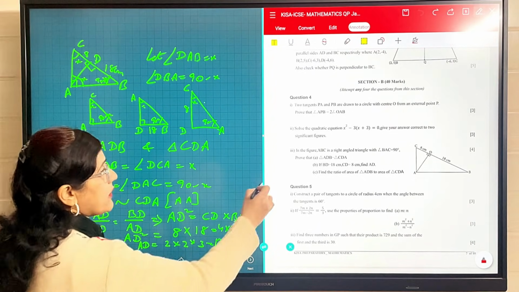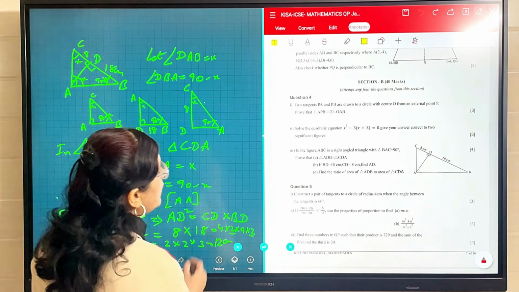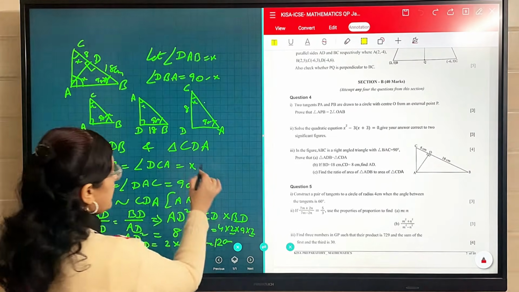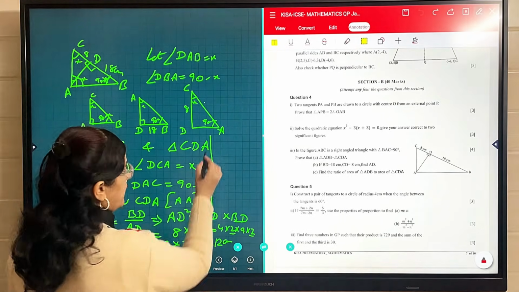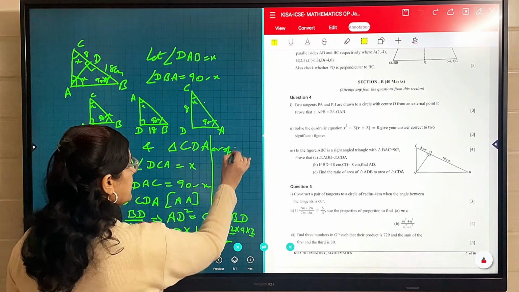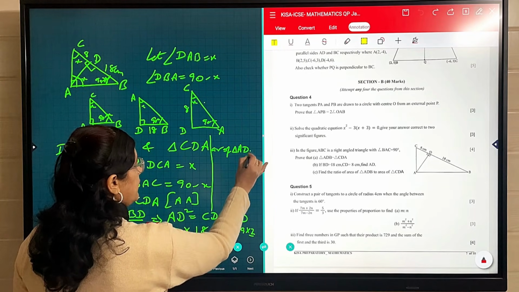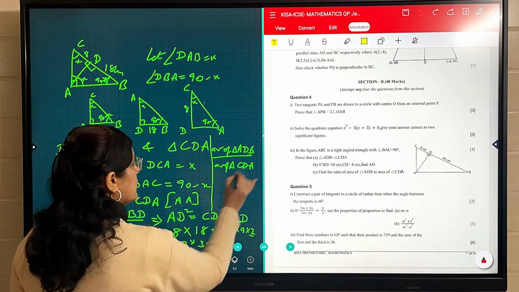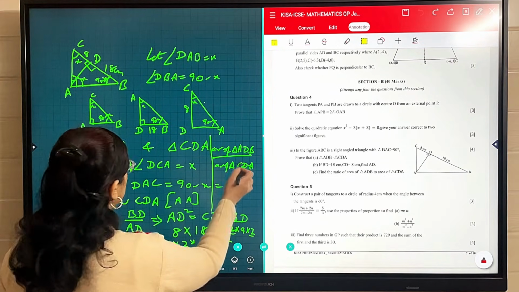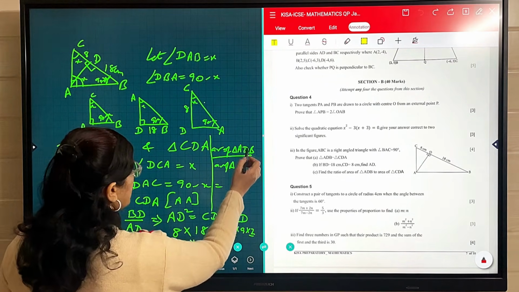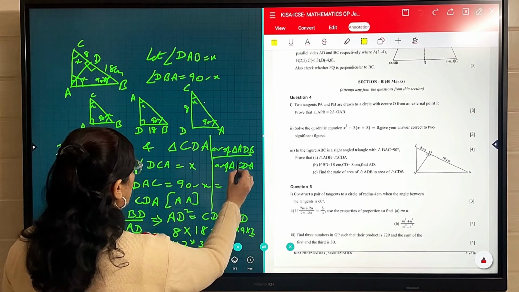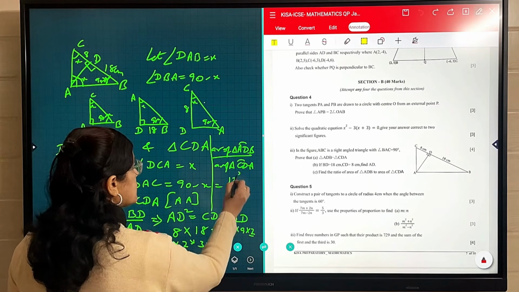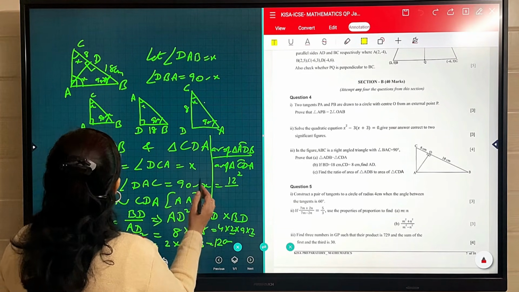Now the last is: find the ratio of the area of triangle ADB to the area of triangle CDA. As we know that these are similar triangles, the ratio of the area of triangle ADB divided by the area of triangle CDA is equal to the square of any corresponding sides you can take. Like if I am taking CD, then I have to take AD. AD we have just calculated, it is 12. So this is 12 square and CD is 8 square.